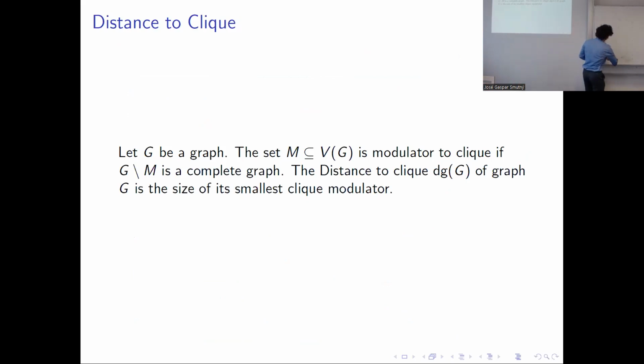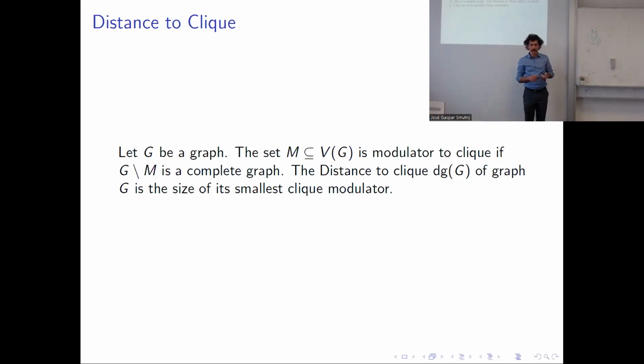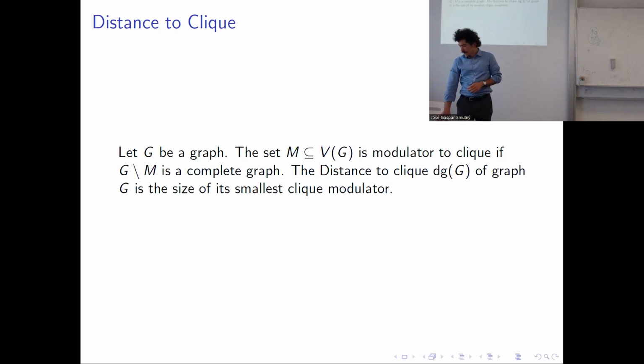Maybe just for intuition, we have a clique, and then we have some 2 vertices. If we remove these 2 vertices, we are left with a clique. So this is a modulator to clique of this graph of size 2, and the distance to clique of a graph is the size of its smallest modulator to clique. And now, when you think about this, the vertices not in the clique modulator are also twins, depending on their neighborhoods in it.